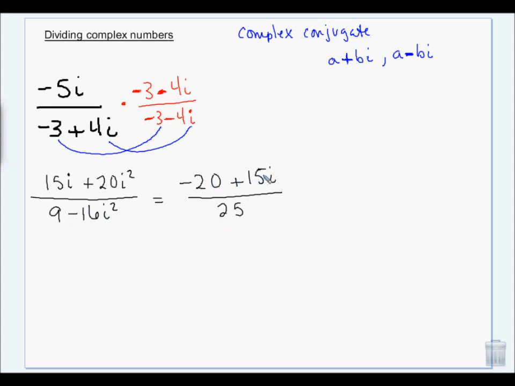20, 25, and 15 will all divide by 5. So I can only reduce this if all of them will divide. Kind of like with square roots. This is the same idea as with square roots, except we've got an i now instead of a radical. So this is negative 4 plus 3i over 5.